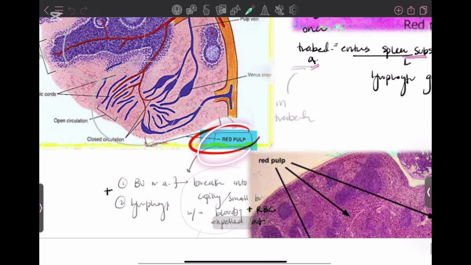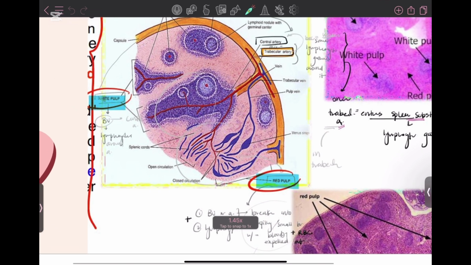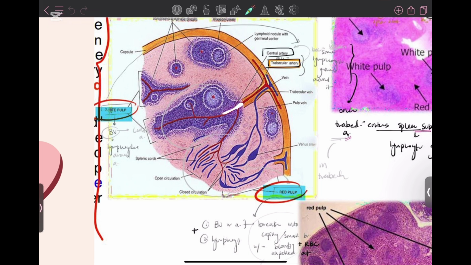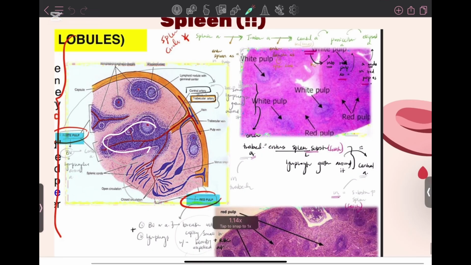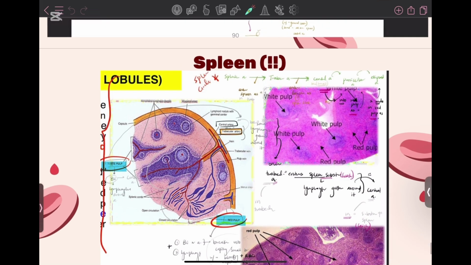For the red pulp, it's a blood vessel or an artery that breaks into capillaries or small branches of vessels. Plus we have lymphocytes. So that's the difference. With red pulp, there is a breakthrough of these blood vessels. Over here you see blood vessels infiltrating or breaking through an accumulation of lymphocytes. But again, the doctor is going to mention a specific definition of each, so make sure to know it.